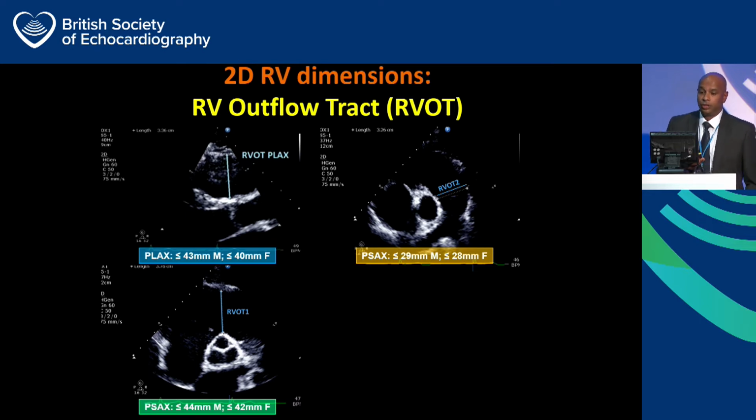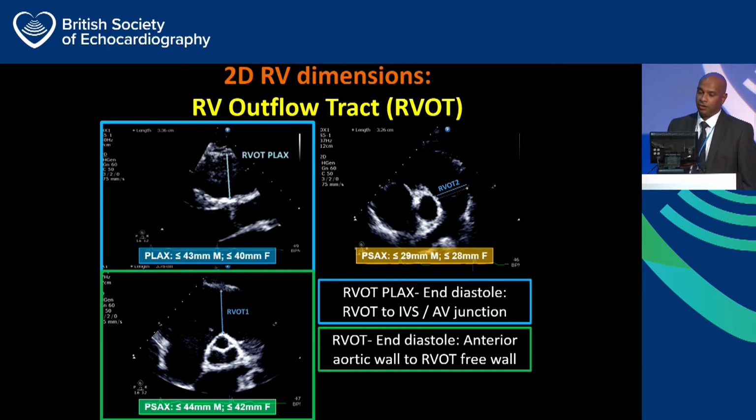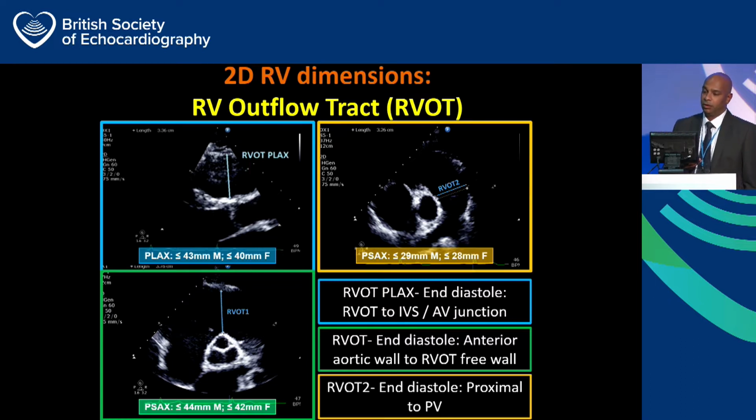So moving on to dimensions, and we'll start with the right ventricular outflow tract. Our first measure is in the parasternal view, end diastole. We measure from the RVOT to the junction of the ventricular septum and the AV junction. In the short axis view, the RVOT1 is made from the anterior aortic wall to the RVOT free wall, and RVOT2 just proximal to the pulmonary valve.